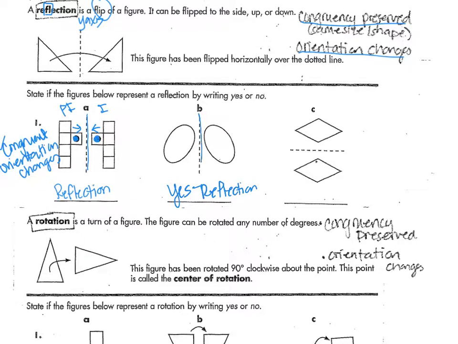Because remember, see it as a mirror. See this y-axis, this is your line of reflection. It looks like a mirror. And from your pre-image to the image, is it the same size and same shape? Yes. It doesn't get bigger, it doesn't get smaller. And does the orientation change? Yes. Pretty much anytime you have a reflection, the orientation is changing. Just remember that.